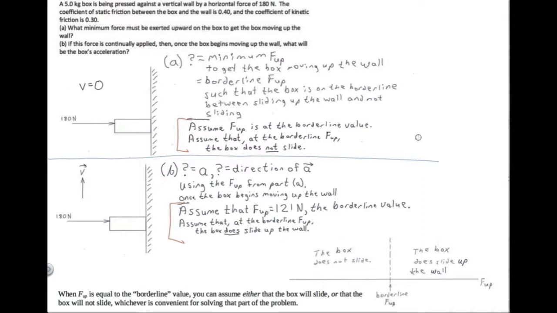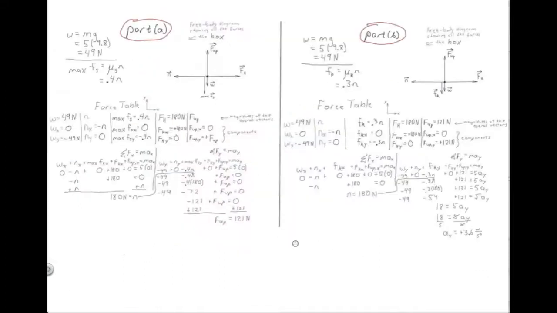Here's a comparison of the key assumptions that we made for our solution of part A and for our solution of part B of the problem. In part A of the problem, we assumed that the box does not slide at the borderline value. In part B of the problem, we assumed that the box does slide at the borderline value. It's a valid problem-solving technique to shift between those two assumptions as is convenient for different parts of the problem. And here's a side-by-side comparison of some of the key steps in our solution for part A and some of the key steps in our solution for part B.